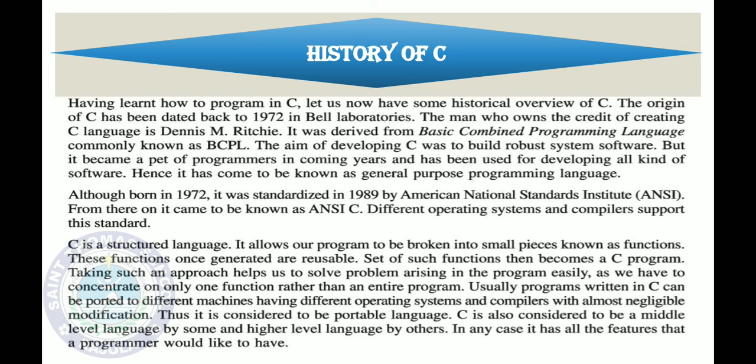Then after that, it is derived from the Basic Combined Programming Language, BCPL. Means the origin of this language is BCPL; from that language this C language is derived. The aim of developing C language was to build robust system software, but it became a pet of programmers in the coming years and has been used for developing all kinds of software. Hence, it has come to be known as a general purpose programming language.